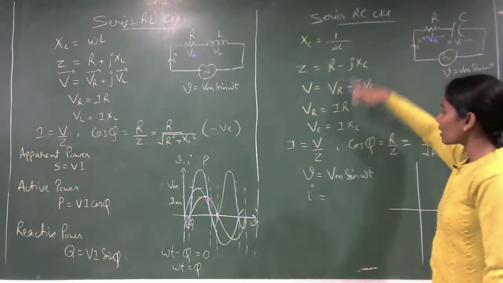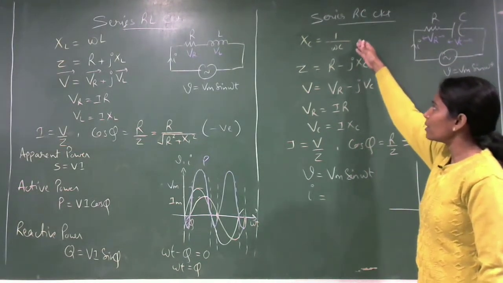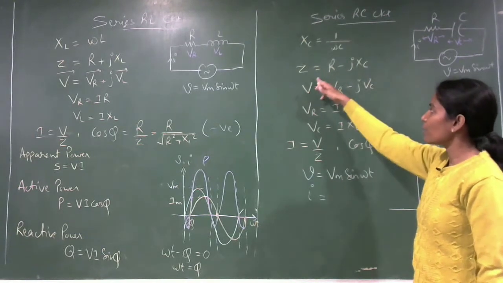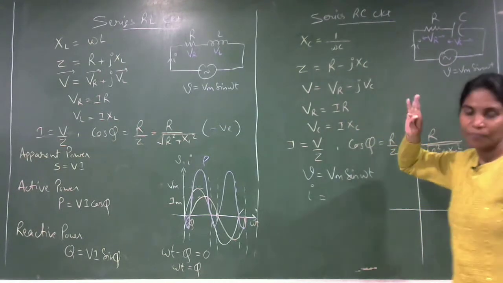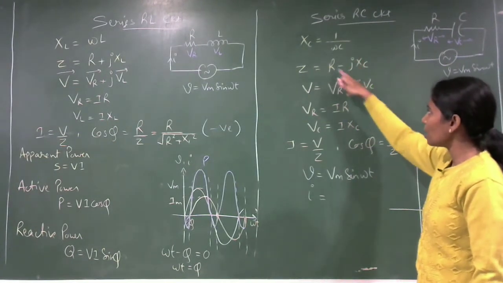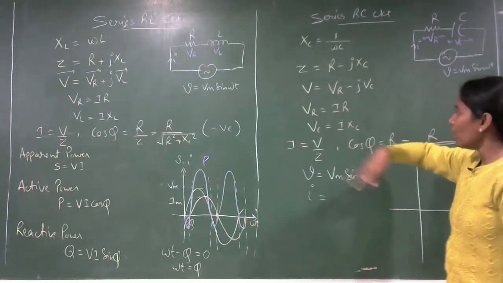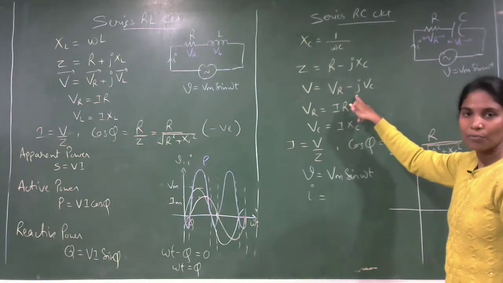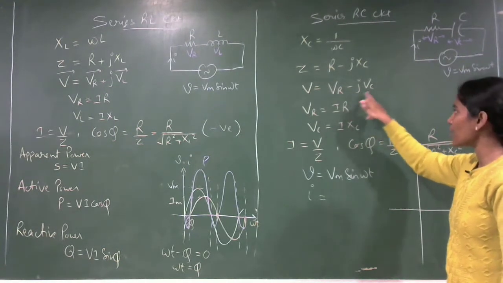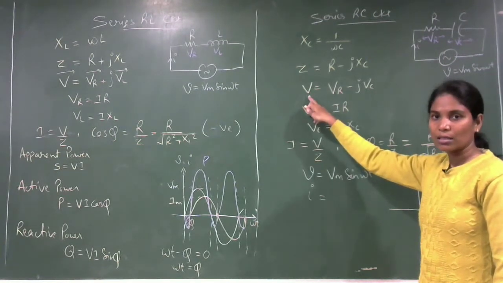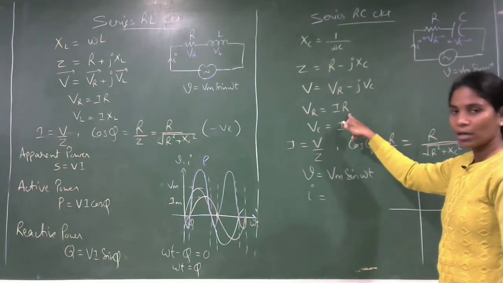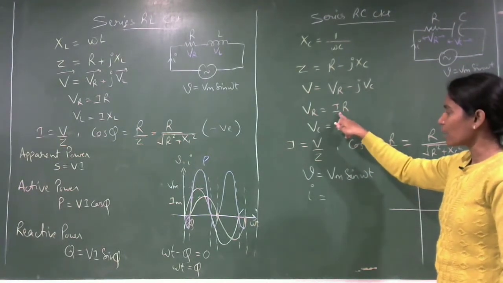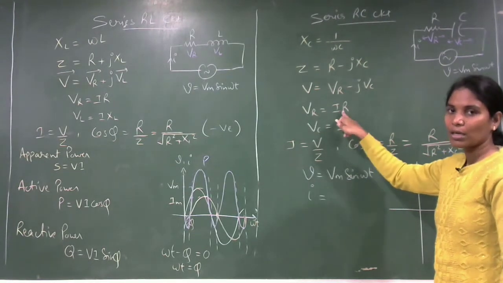Now, what will be the mathematical expressions? Because of the capacitance, the capacitive reactance is 1 by omega C. The impedance is R minus jXc, because of the capacitance we get the minus j operator here. The voltage summation is VR minus jVC, where VR is I into R and VC is I into XC. Again, if you are using RMS current, you will get the RMS voltage, and if you are using peak current, you will get the peak voltage.